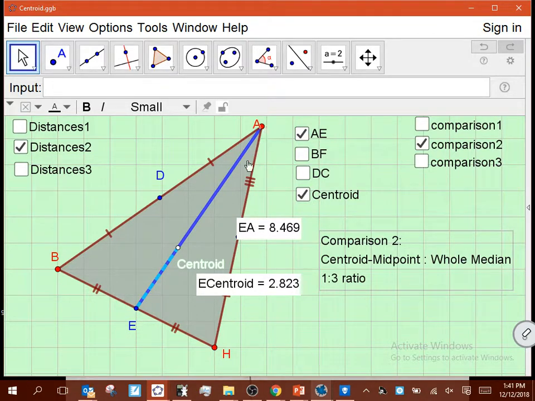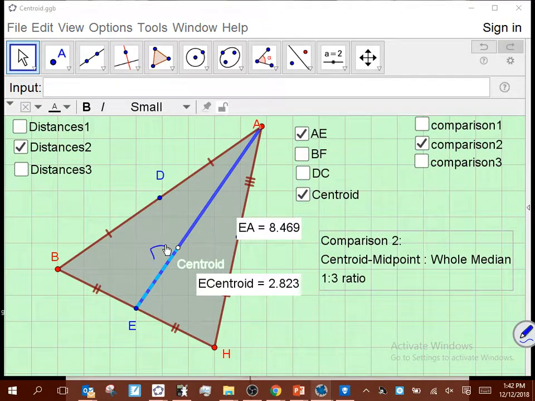The whole median is A to E. It's everything that's dark blue. When I compare those parts, I get a 1-to-3 ratio. It's always a 1-to-3 ratio when I compare those two parts. If that's 1-to-3, meaning this is 1/3 the entire median, how much is the rest of the entire median? 2/3. So that's where the 2/3 from the PowerPoint yesterday and the theorem yesterday shows up.